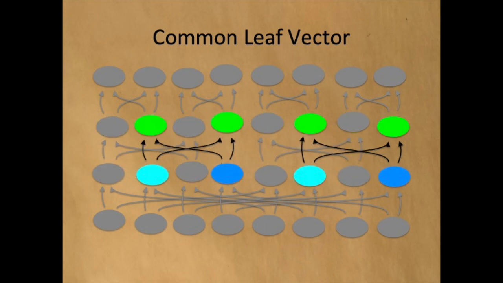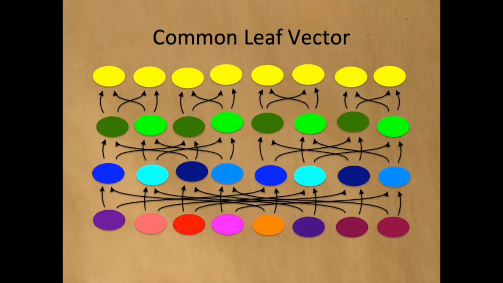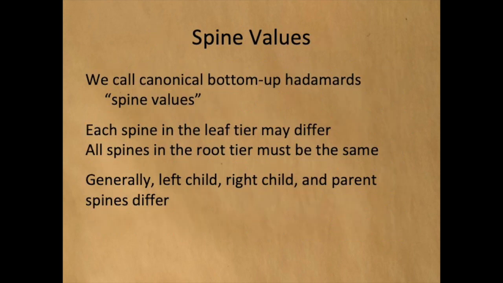Likewise, in the second to the bottom tier, there are only 2 spine values, and whatever spine values they are, they must all produce the same spine value. And here, there are only two green values, and they must all produce the same spine value at the root vector. So that's what this picture is about. We call this bottom-up canonical Hadamard spine values. Each spine value in the leaf tier may differ. All spines in the root tier must be the same. And in general, the left and right children and parent spine values differ.